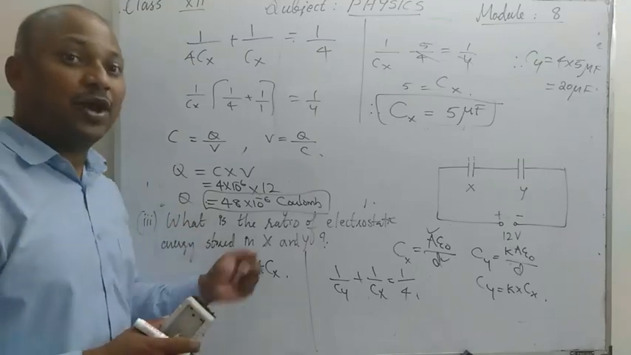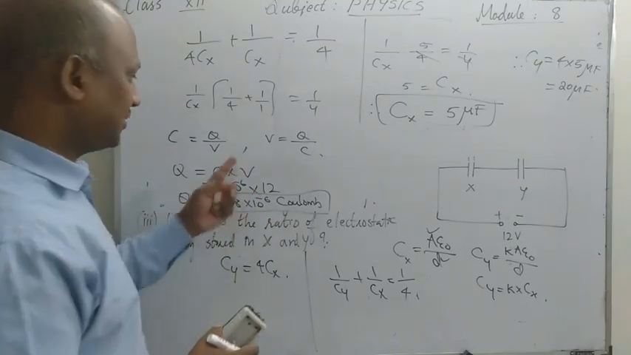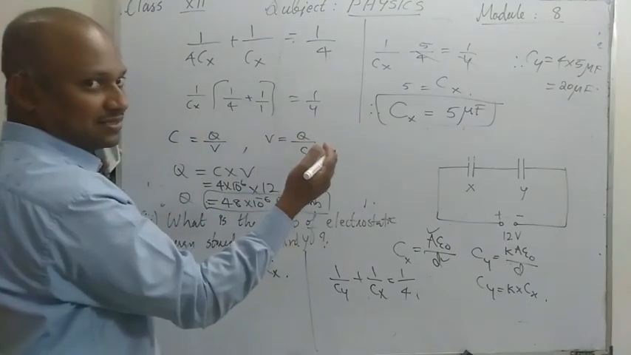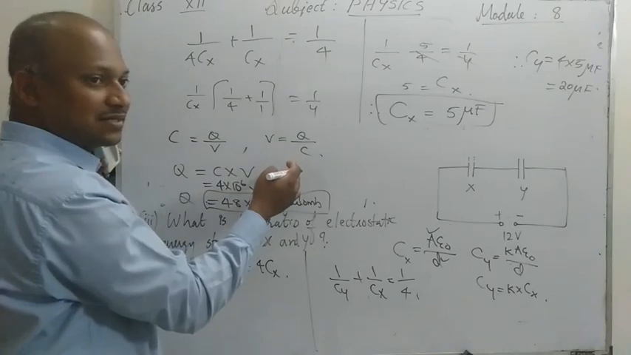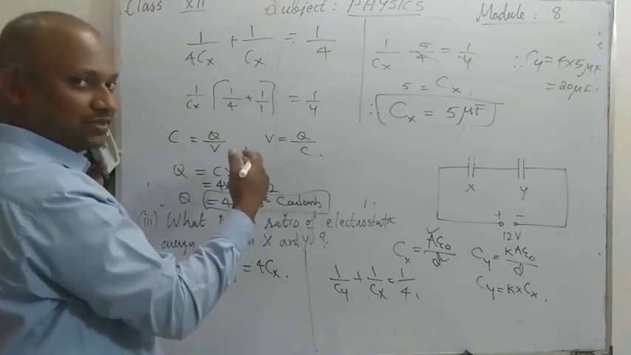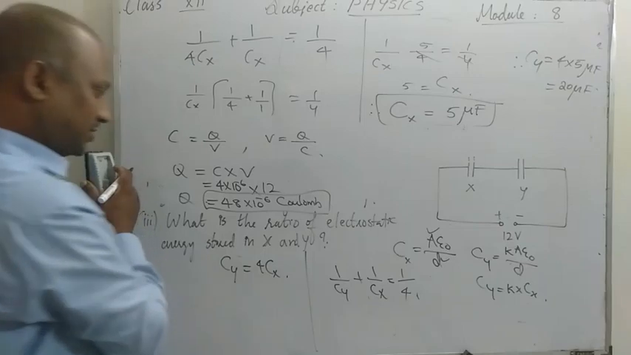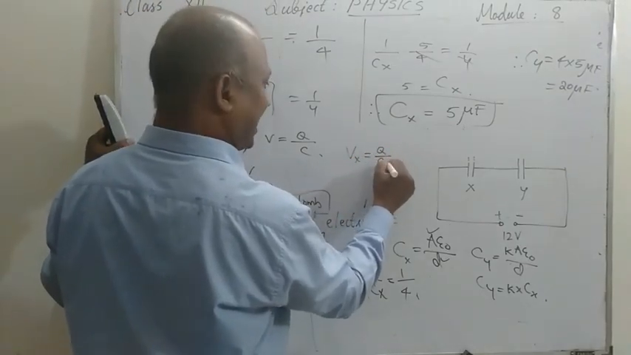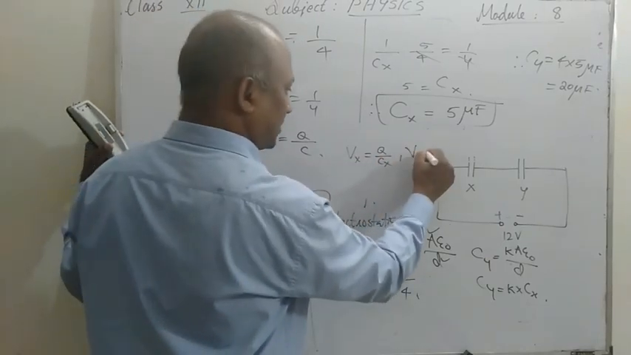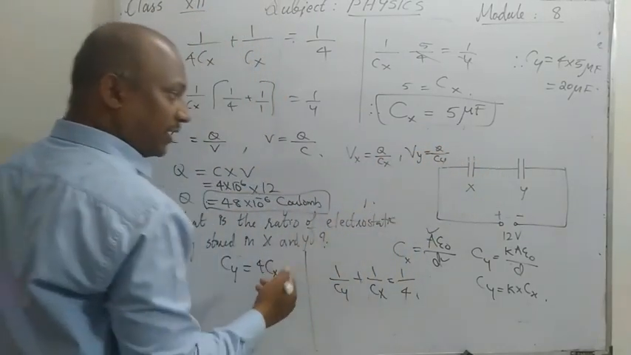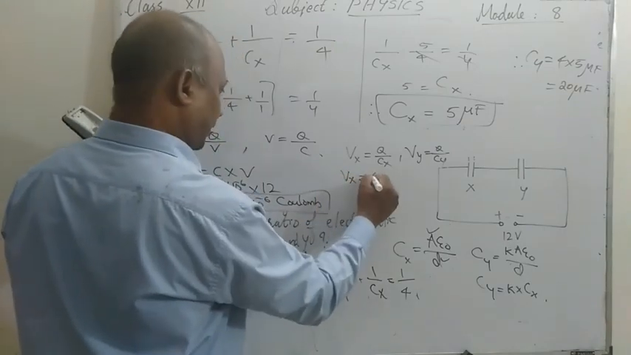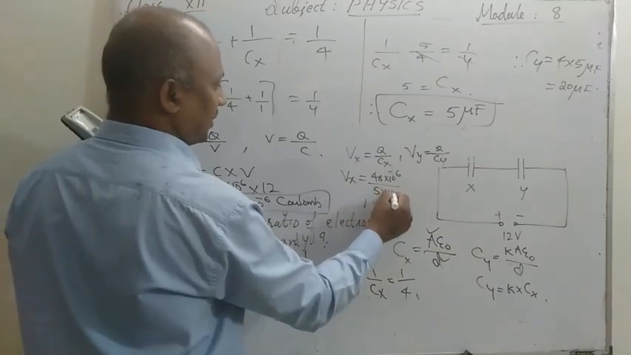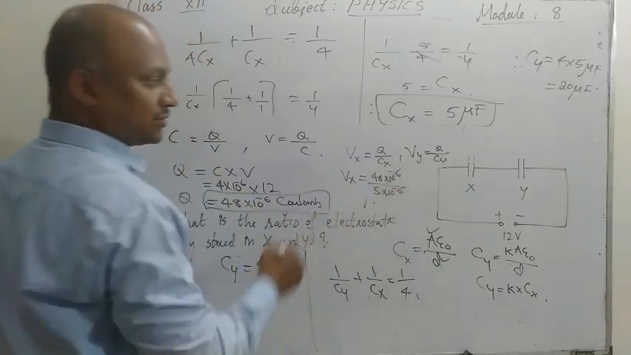But the question is, you have to find the potential difference. If you want to find the overall potential difference, it is charge upon overall capacitance, and for each capacitor, its own potential difference is charge upon its own capacitance. So Vx is equal to Q upon Cx, and Vy is equal to Q upon Cy. Q is common here. Vx is equal to 48 into 10 to the power minus 6 divided by Cx. Cx is 5 into 10 to the power minus 6. So 48 upon 5.